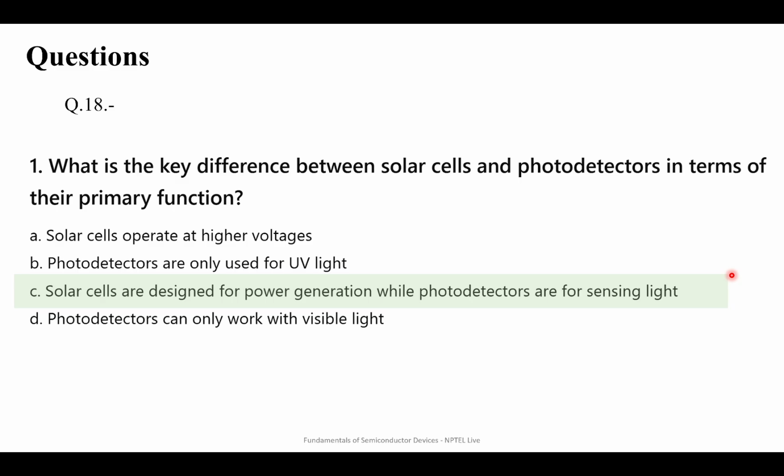In a solar cell, you want the electron hole pairs to give a power output, while in photodetectors, you want your electron hole pairs to give a change in your signal, so that you can know that there is light falling on your sample.